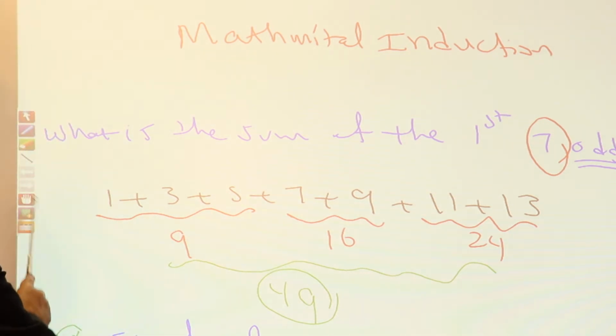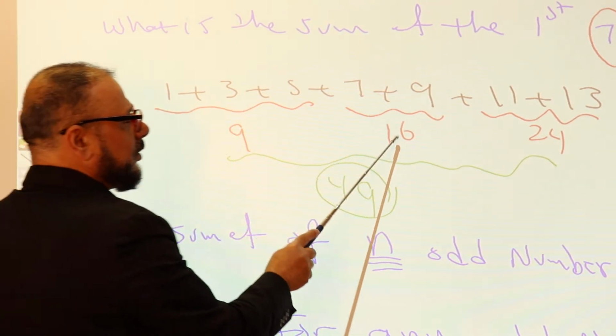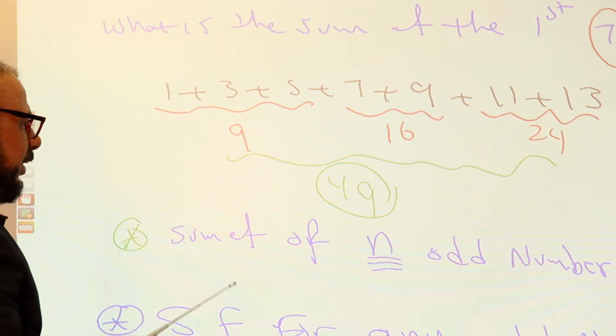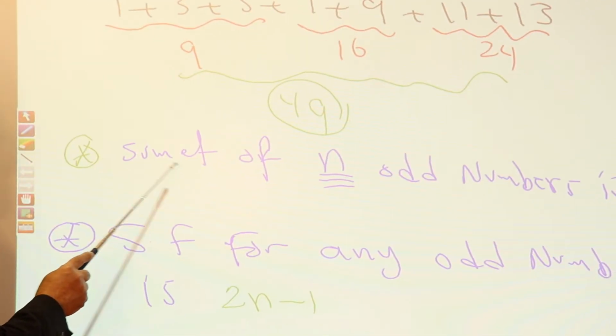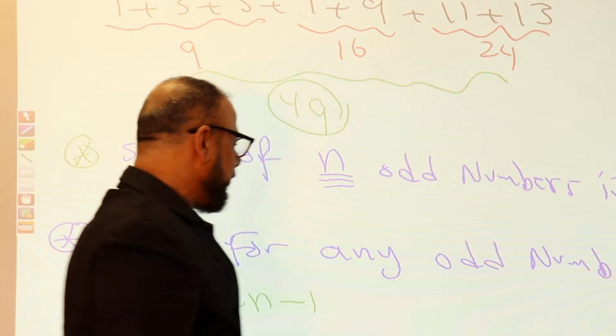We tried it here for you. 1 plus 3 plus 5 is 9, plus 7 is 16, plus 9 and 11 is 24 in the next step, and if you add these, 49. Depending on this, the sum of n odd numbers is n squared.